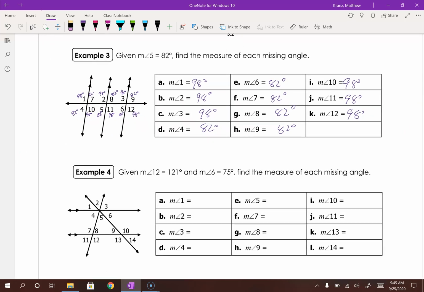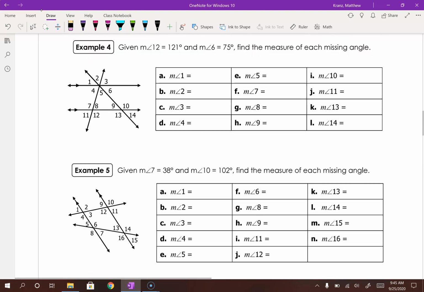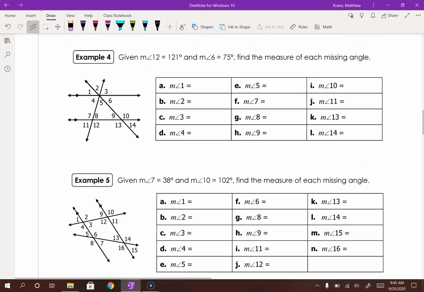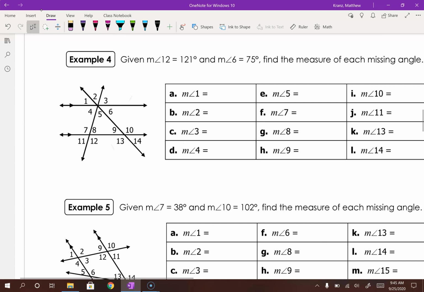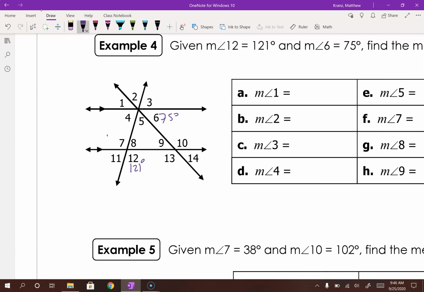All right, number 4 we're going to do in class. Actually, you know what? I think number 4 we'll do, and number 5 we'll do in class. So on number 4, it tells me that angle 12 is 121 and angle 6 is 75. We have to find the measures of all the other angles. Well, this one will be 121 because they are vertical. Angle 11 will be 59 because 11 and 12 have to be 180. And this will be 59 degrees, okay?